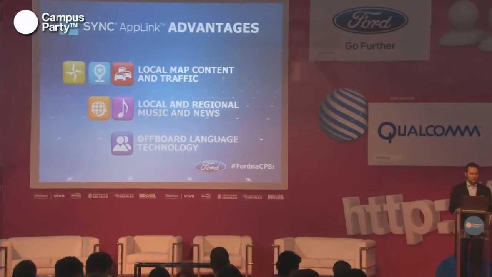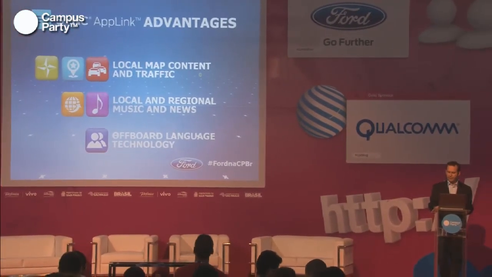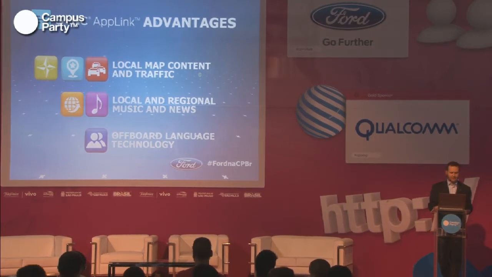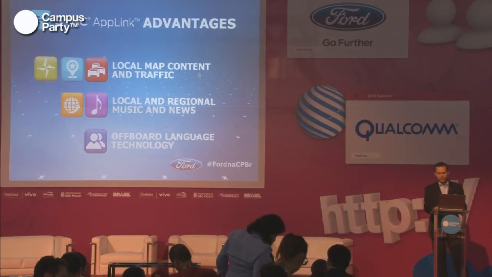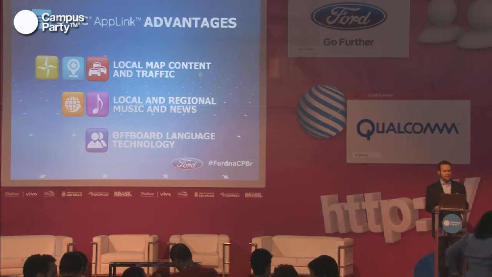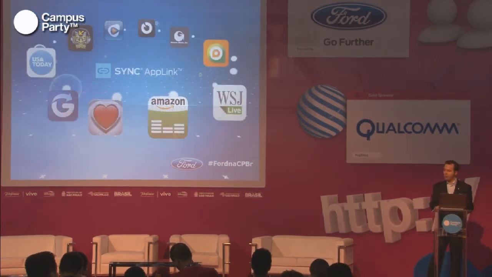But of course, as we continue to expand in global markets, we'll look for future advantages that AppLink will provide as it relates to local map content, traffic, local or regional music and news, and off-board language technology. AppLink will help ensure that regional content will quickly become available in new markets and that people will easily be able to interact with their AppLink apps in their own language. And as all of these partners show, AppLink literally presents a world of opportunity for developers to bring great new in-car experiences to millions of customers and to become part of a vibrant and growing AppLink ecosystem. And we're not stopping there. We'll continue to introduce new APIs over time to feed the developer community's hunger for creative new opportunities.